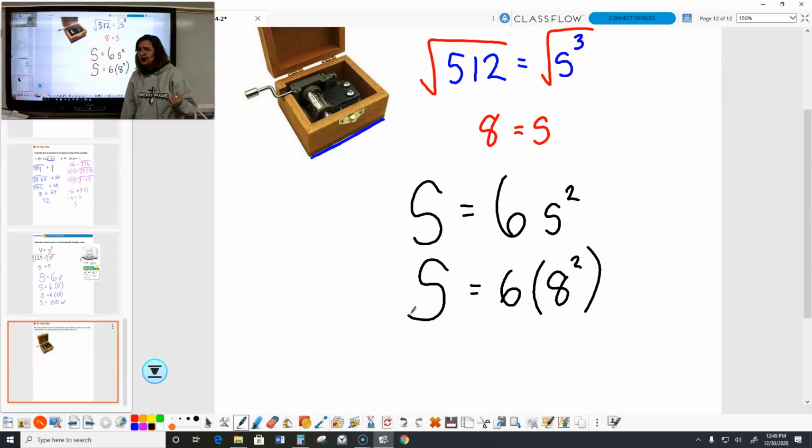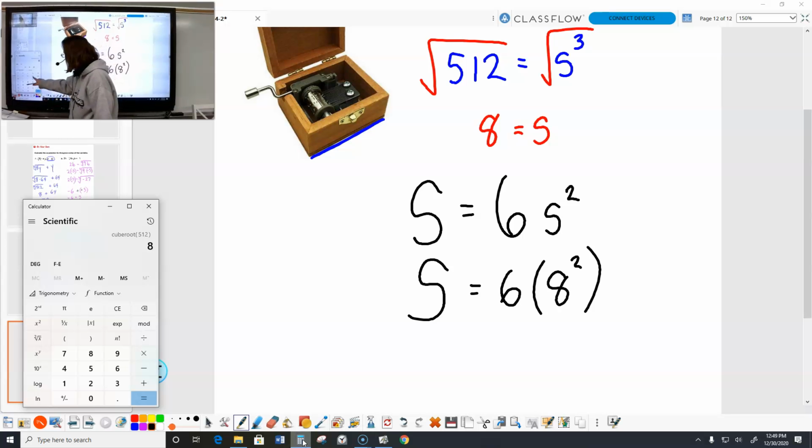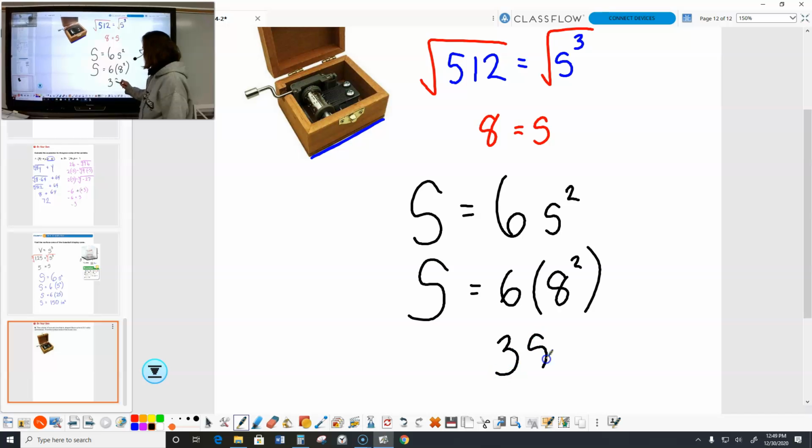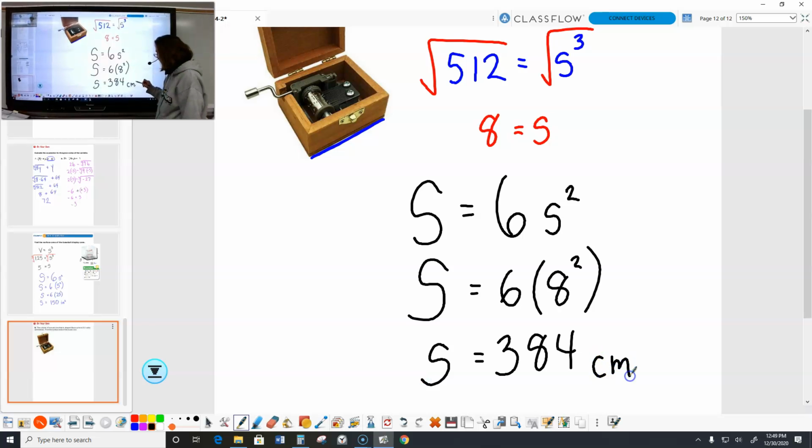8 squared is 64, and I multiply the 64 by 6. Okay, let me clear this. 64 times 6 is 384. And they said this was in centimeters, so I'm going to say centimeters squared, because area is always squared. All right, so my surface area for the music box is 384.